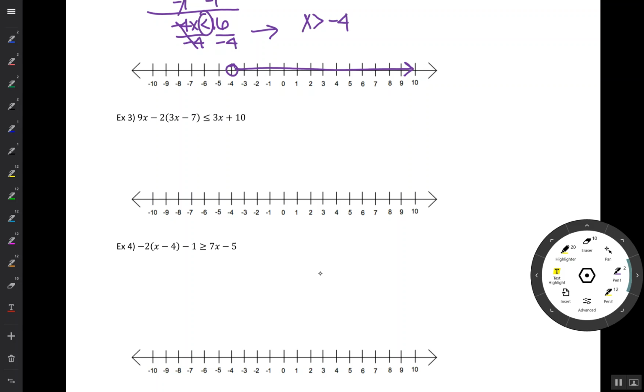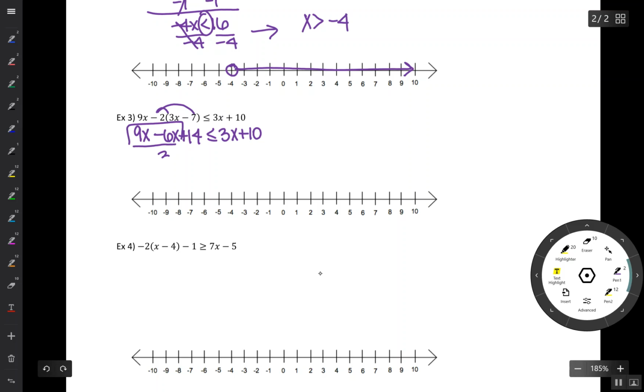Okay, number 3 is a little bit more complicated here. Notice we have some parentheses, so we need to distribute first. So that would be 9x, and then we're going to make that -6x plus 14. And the rest of it stays the same. Okay, now we need to combine like terms. I see I have 9x minus 6x. Those are going to turn into 3x plus 14. Everything else stays the same.